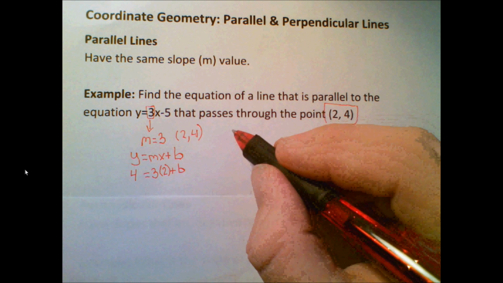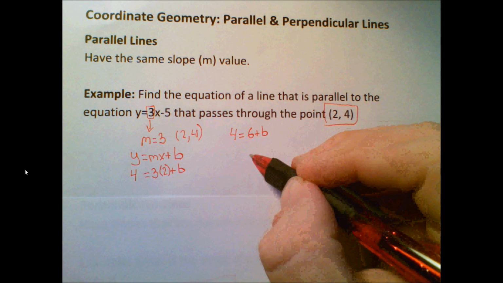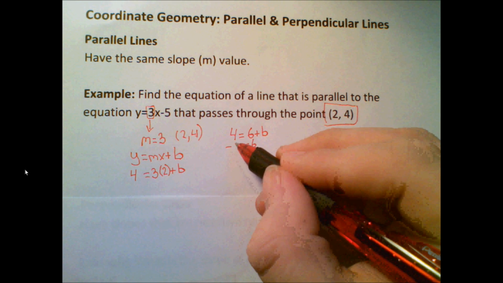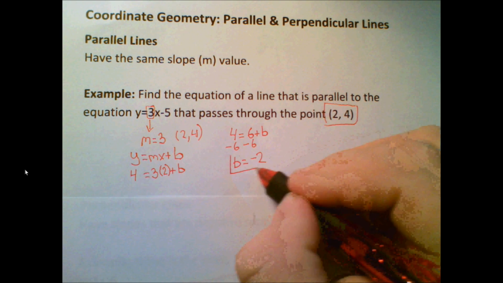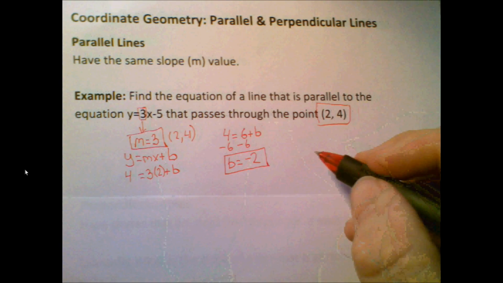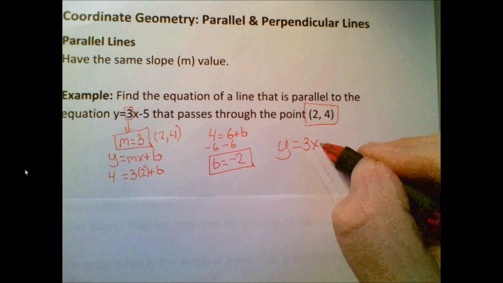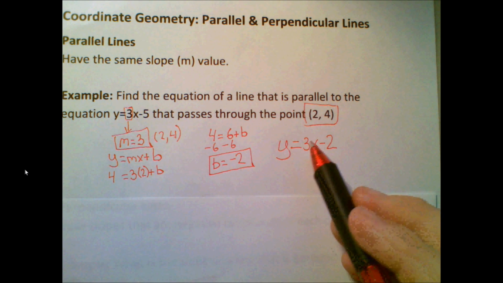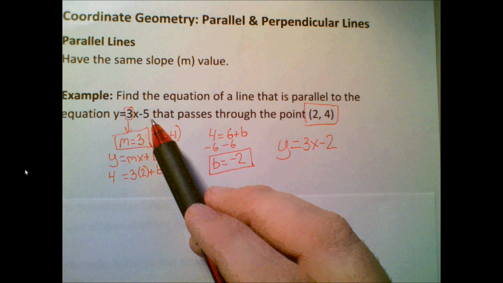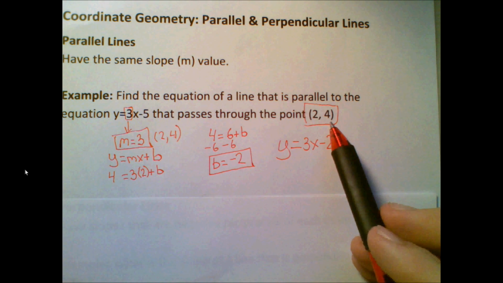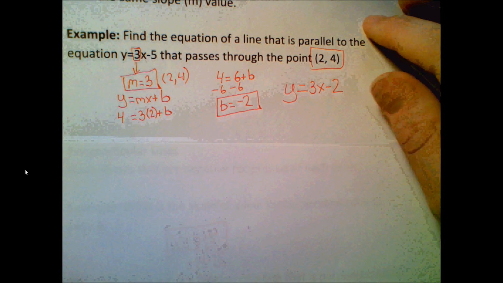So I'm going to start over here. We get 4 equals 6 plus b, and we subtract 6 from both sides, and you end up getting b is equal to negative 2. So now we have both pieces of information in order to find the equation of a line. So y equals mx plus b becomes y equals 3x minus 2. And this line will be parallel to the line y equals 3x minus 5 that goes through the point (2, 4).